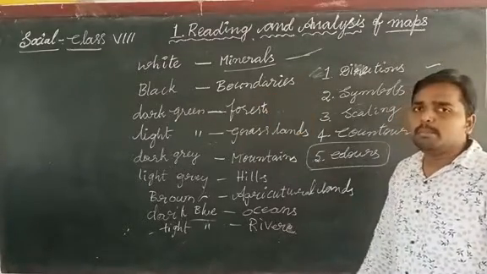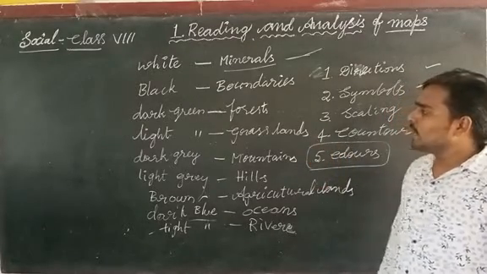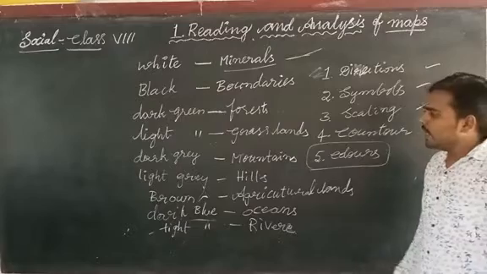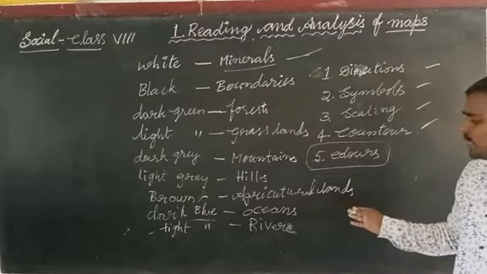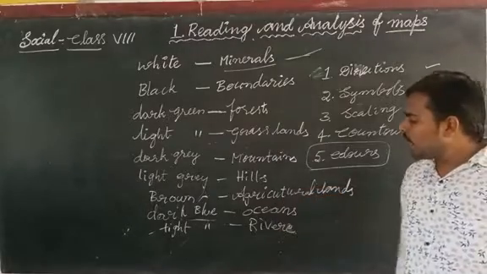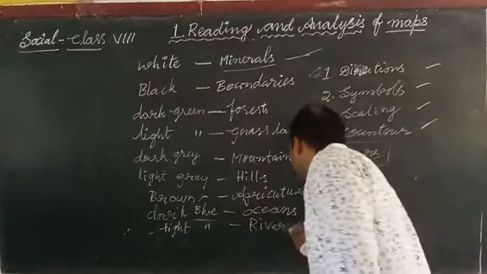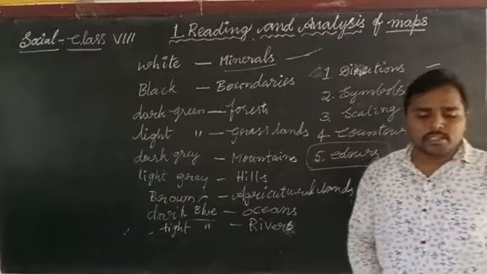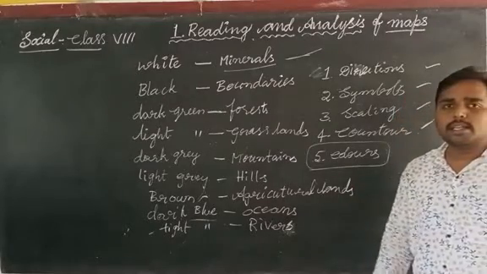Boundaries of any map with the help of black color. Forests and grasslands we show using dark green and light green respectively, and mountains and hills are represented with dark grey and light grey respectively, and with the help of brown color we can show the agricultural land. With dark blue and light blue we can show oceans and rivers in thematic maps. Okay, this is about the use of colors in the thematic maps.